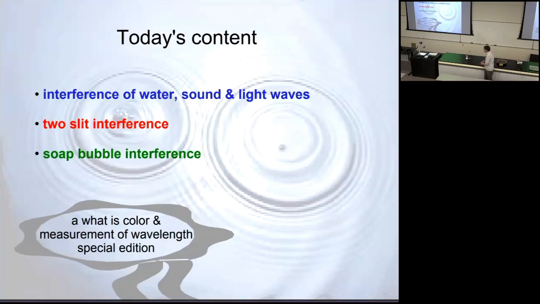So in today's class, I want to go through these bullets. I want to talk about interference. What is interference of water waves, sound waves, light waves? And then we're going to talk about two very specific examples of interference. We're going to talk about what's named two-slit interference.